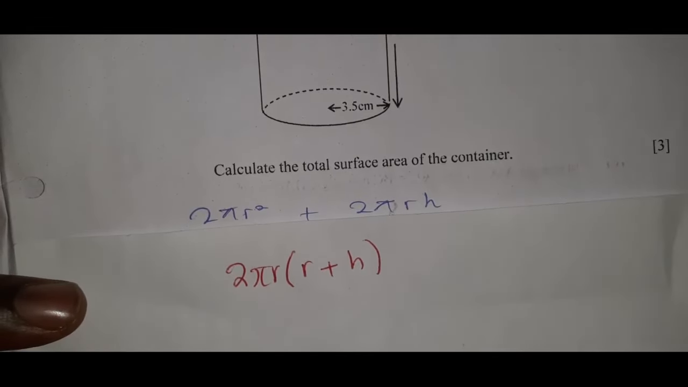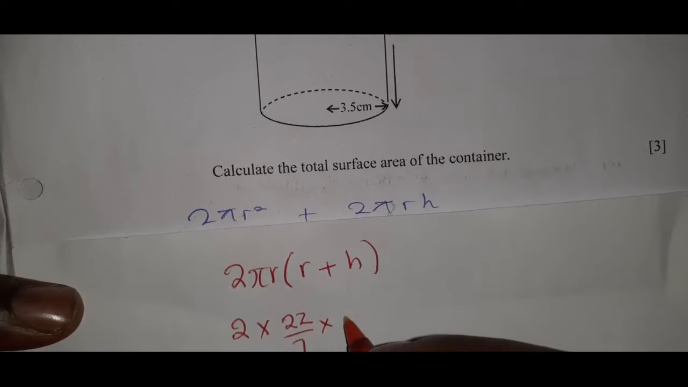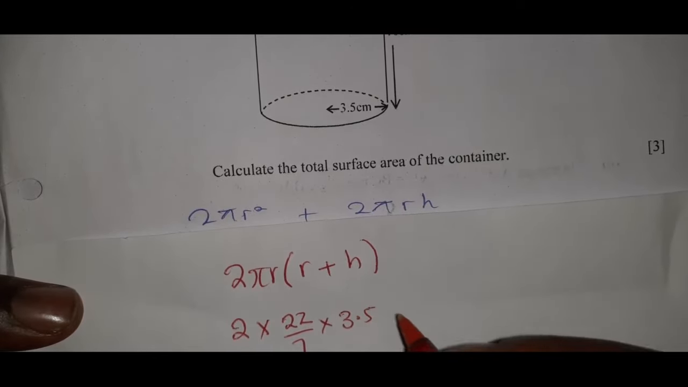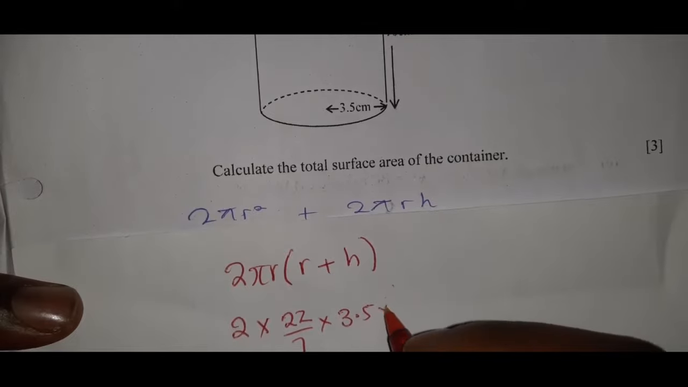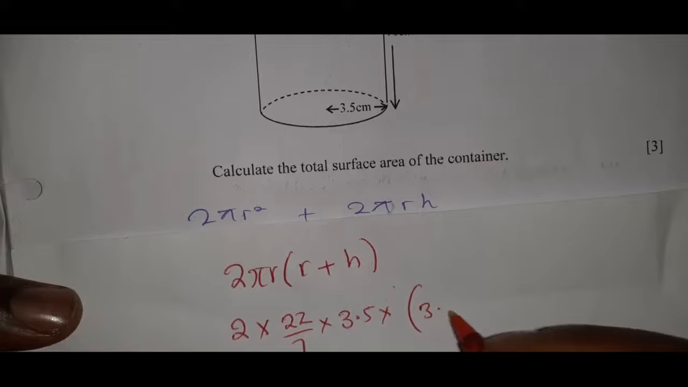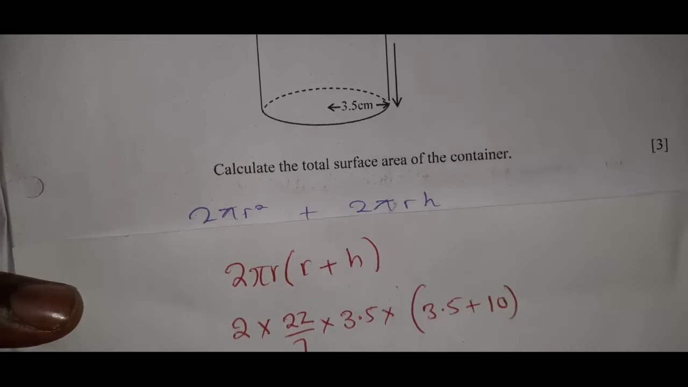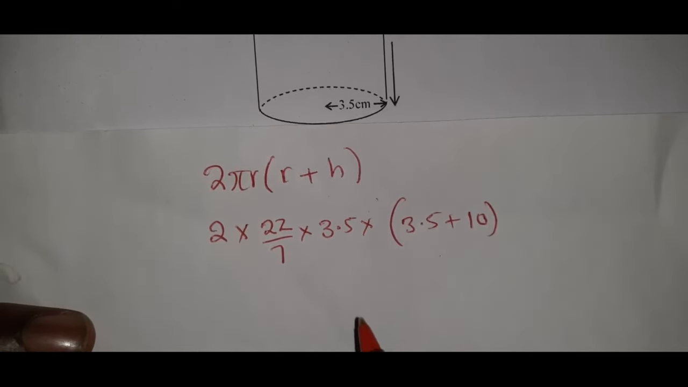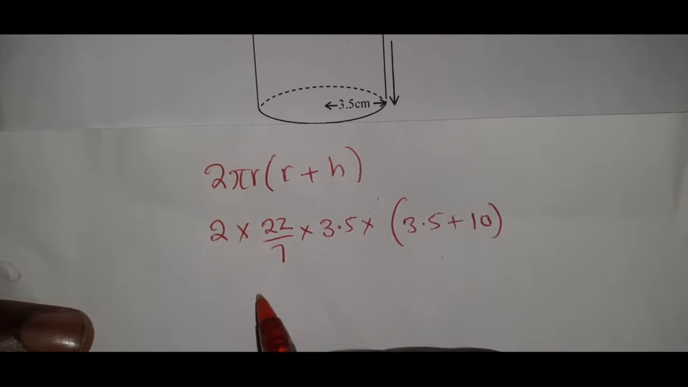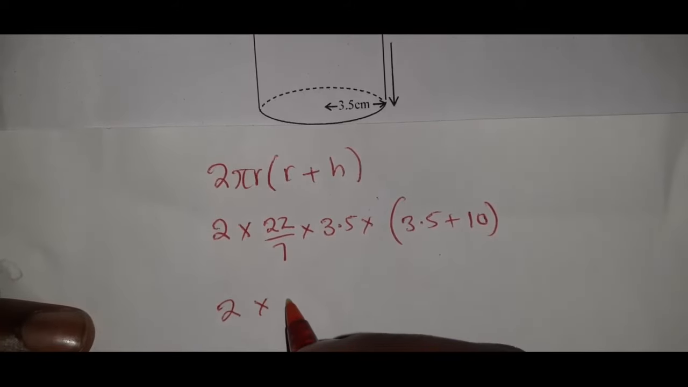So let's make substitutions. We have 2, then we have 22/7 multiplied by the radius here, 3.5, multiplied by, what do we get? We have 3.5 plus 10. So we need to simplify this. Okay, we need to simplify this. So we're going to say 2 multiplied by 22.